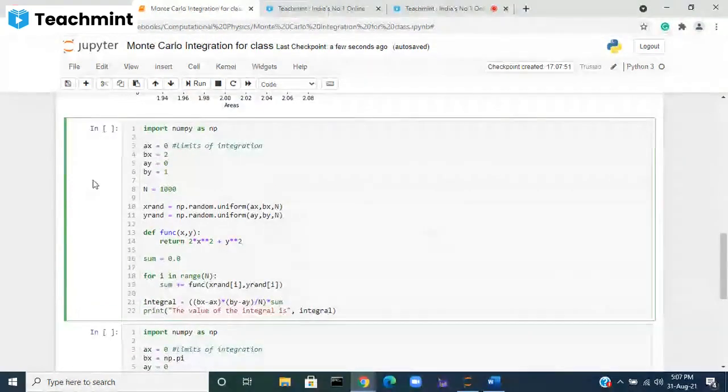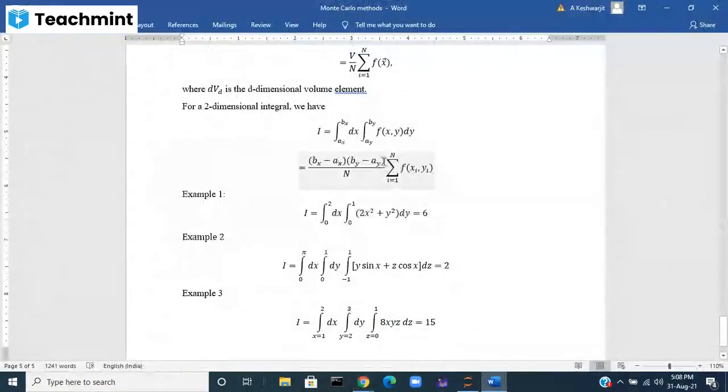So what do we do? We set the limits of x and y, and the number of points, 1,000. So 1,000 random values of x are generated, and 1,000 random values of y are generated. These random values of x lie between 0 and 2, and these 1,000 random values of y lie between 0 and 1. Then we define the integrand.